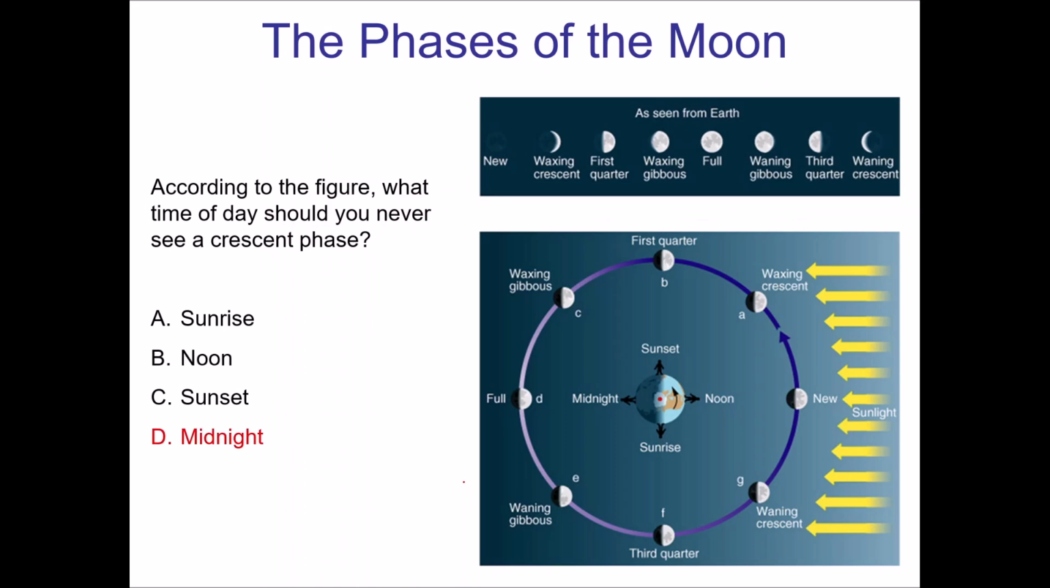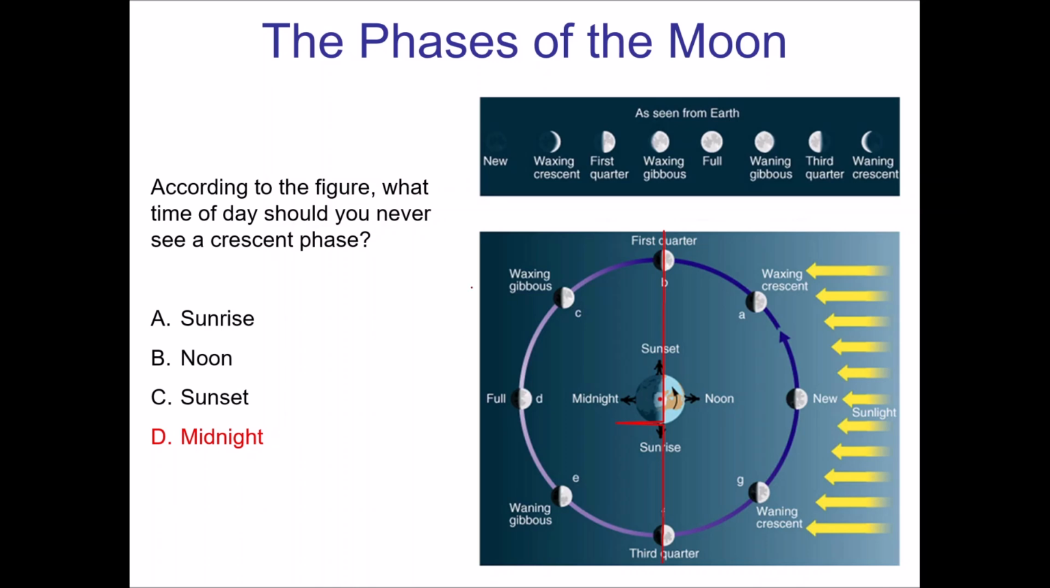Answer here is midnight. All right, so let's draw that line again. Oh, that's weird. Yeah, that's the horizon for the midnight person. Where are the crescents? They're below the horizon. That makes sense, right? Because, in order to make crescents, the moon has to be somewhat close to the sun.